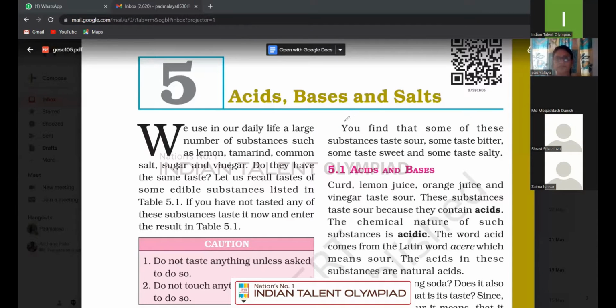We have from the chemistry, the science part here, acids, bases, and salts in your 7th grade. First of all, we need to know what is meant by an acid, what is meant by a base, and what is meant by salts. These are the things you need to know first here. So first of all, what is an acid?